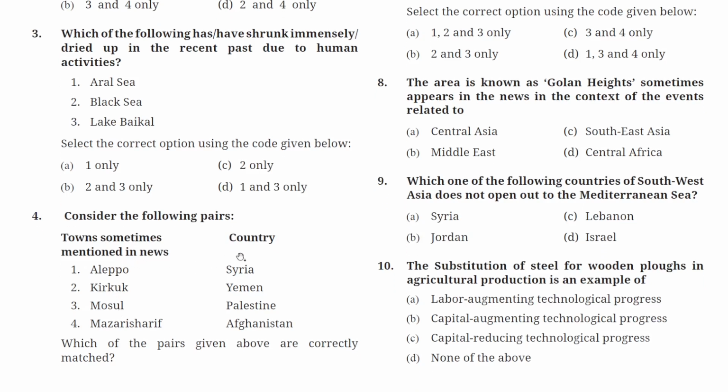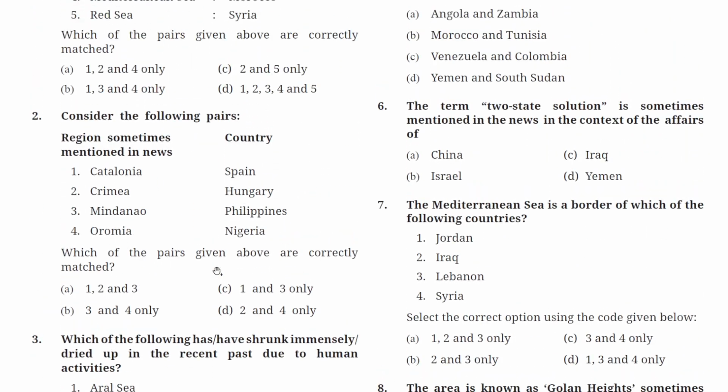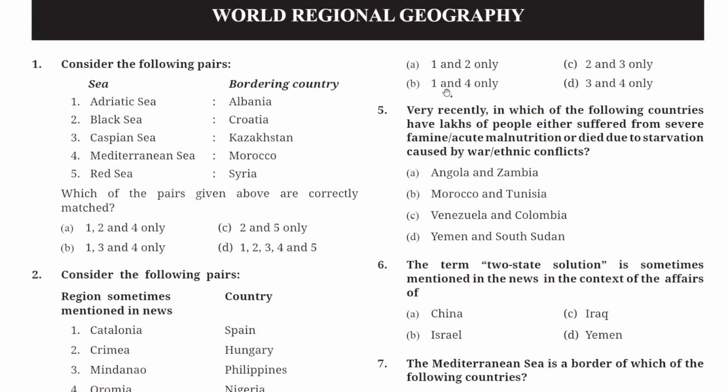Consider the following pairs. Towns sometimes seen in the news, and country. 1. Aleppo, Syria, true. Kirkuk, Yemen, no, it is Kirkuk in Iraq. Mosul is also in Iraq, and Mazar-e Sharif in Afghanistan, true. So the answer to the fourth question is B, 1 and 4 only.